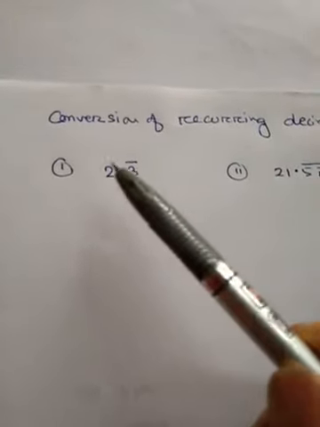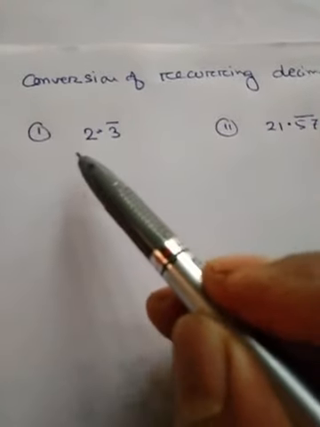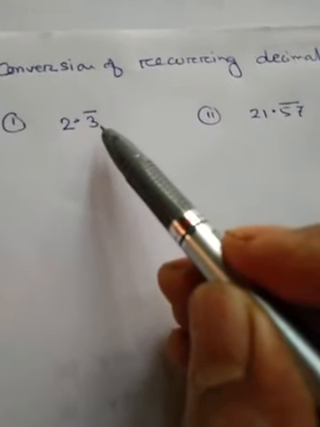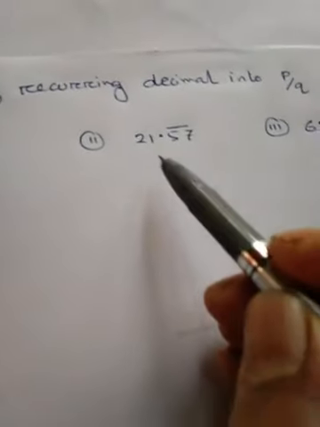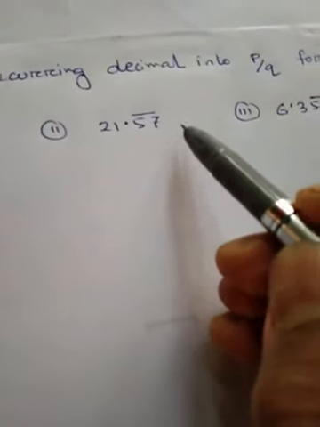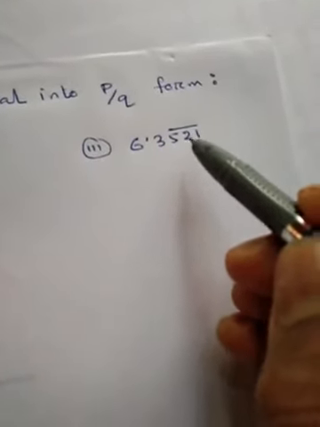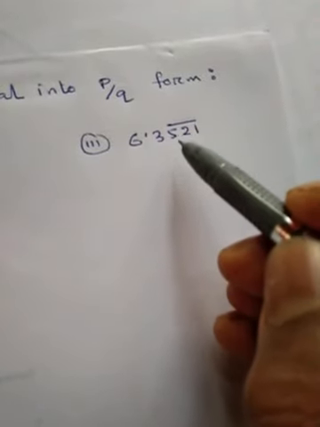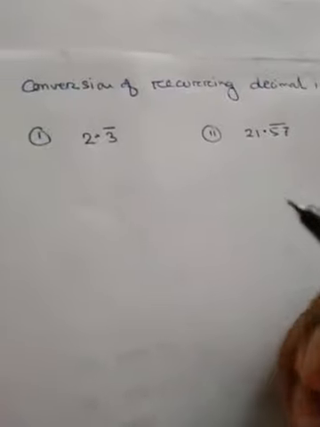Next we'll learn about the conversion of recurring decimal into p by q form. So for this we have taken 3 examples. Number 1, 2.3 bar. Here 3 will repeat, so it is 2.3333 like this. Here it is second example, 21.57 bar, so 57 will keep on repeating. So here third example I have taken 6.3521, and bar is above 521, so this 521 will keep on repeating. So this we will see how we can convert to p by q form.